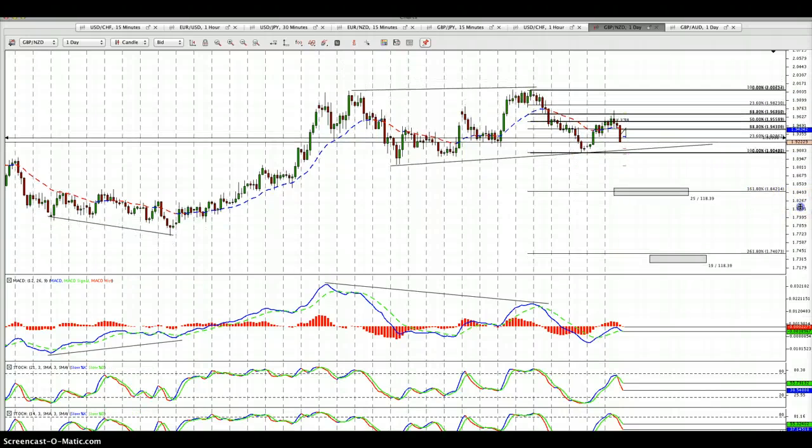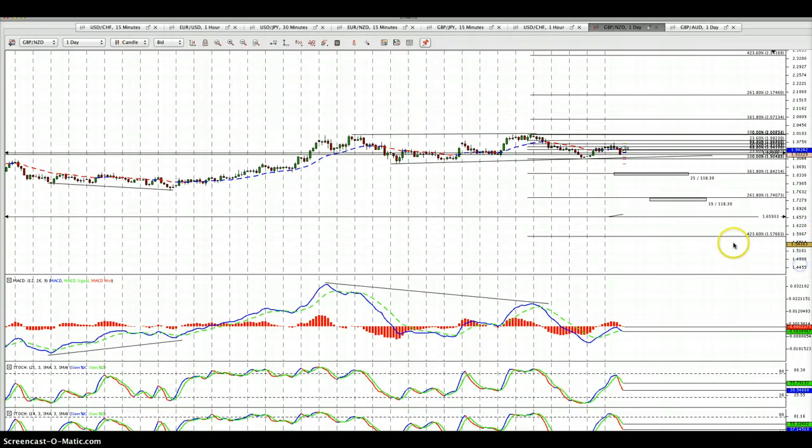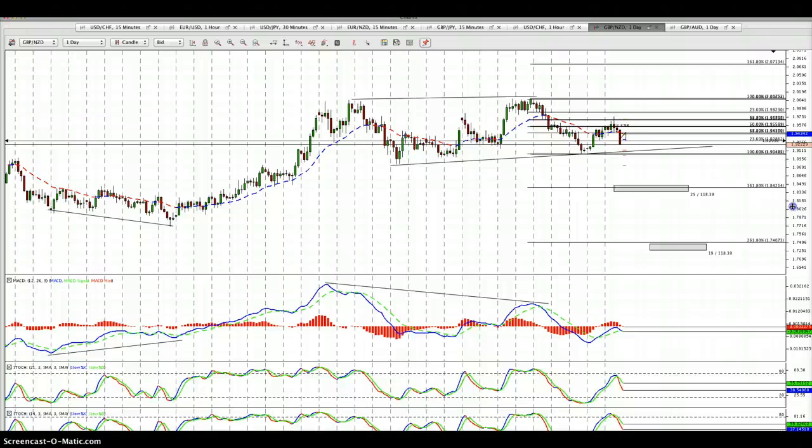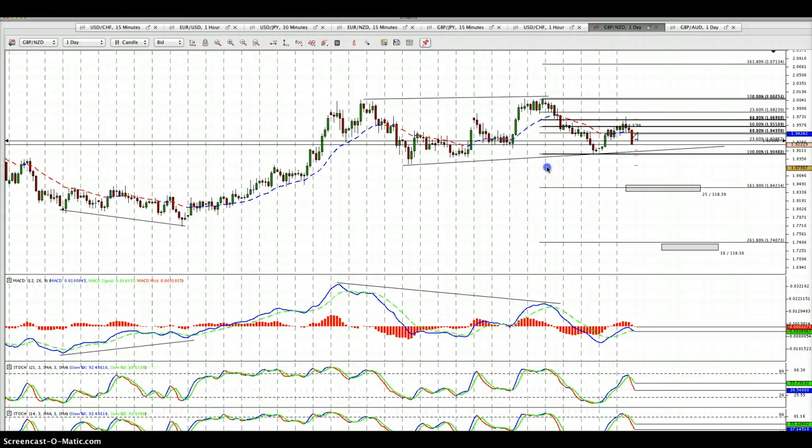The 161 extension is at 184.21. That's the first target. The second target is 261, and the third target is down at 158. It could take months to get down to that level, but this is pretty much the trade setup, and we should continue to be selling the pound New Zealand for the next few weeks or months ahead based on this divergence setup.